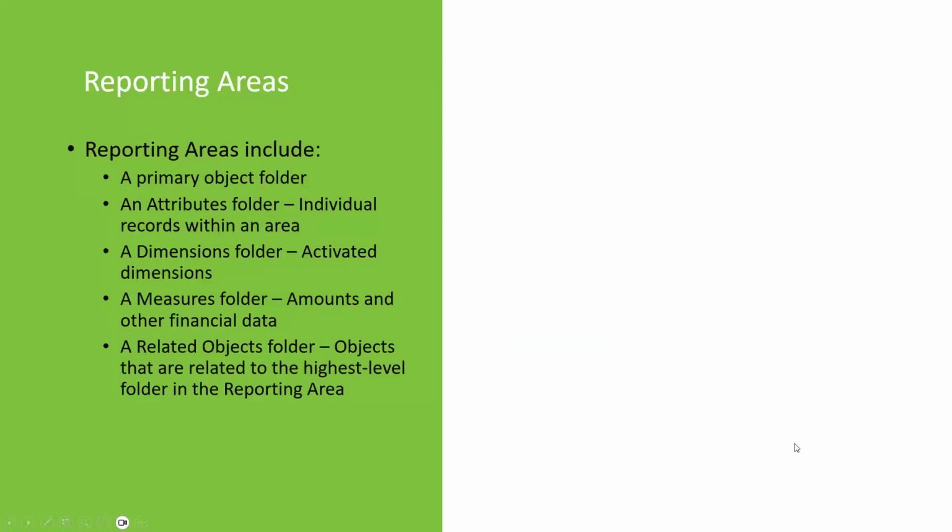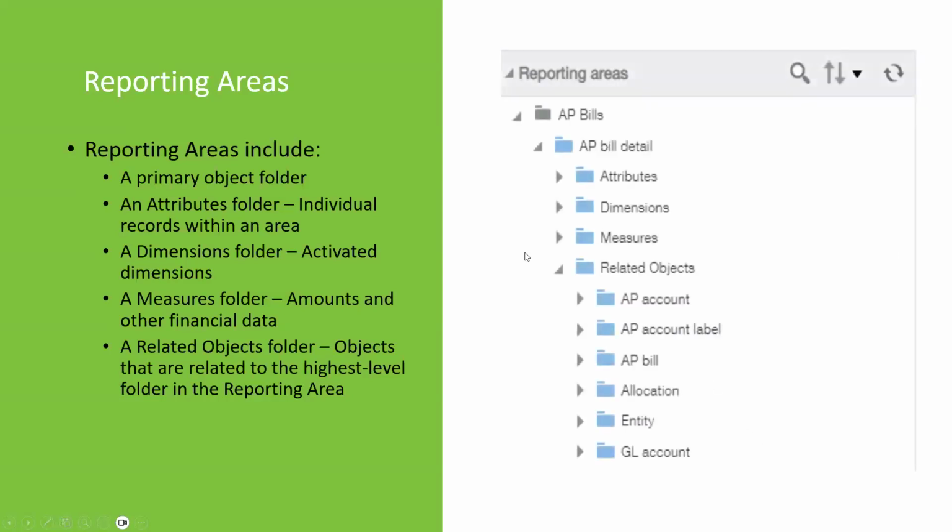Now, reporting areas, I already dived into them a little bit, but we'll take a little bit of a discussion here. So reporting areas are going to include that primary object folder. So our AP bills up here is our primary reporting area. It's going to also give us access to AP bill detail, where we've got our attributes folder. This is going to be those individual records within an area. So AP bill detail attribute might be that memo field that you're completing in your line entries of your accounts payable bills.